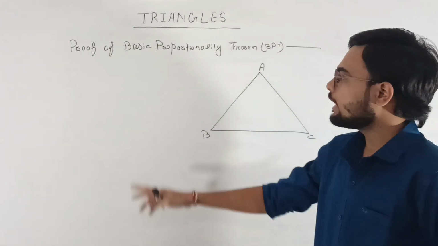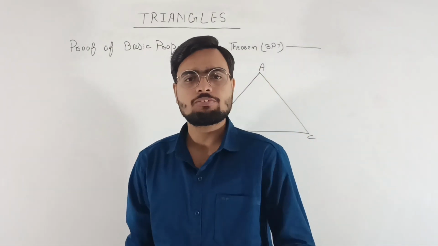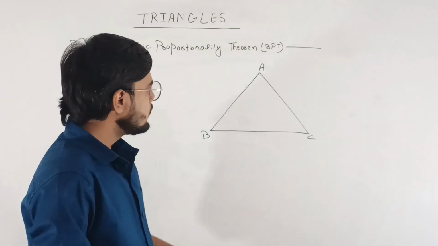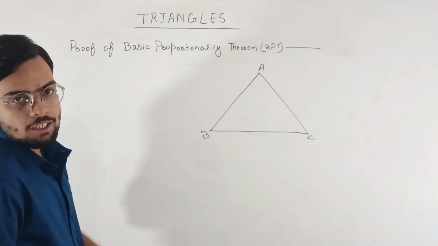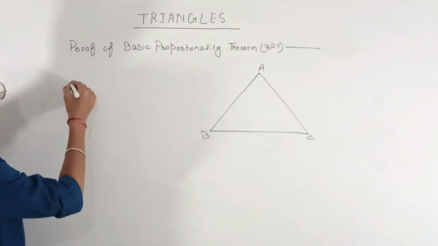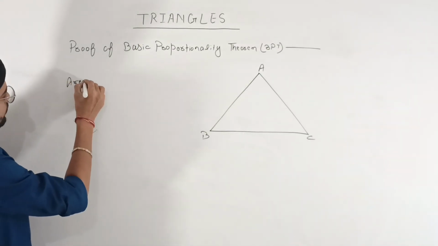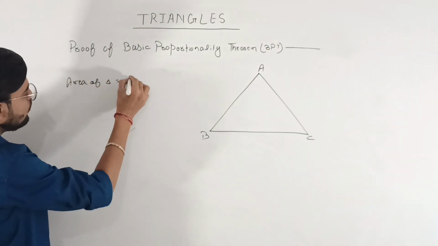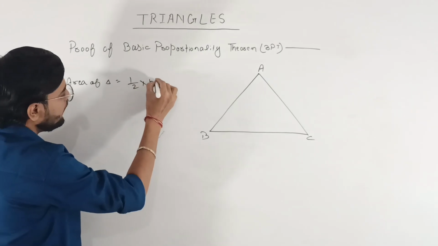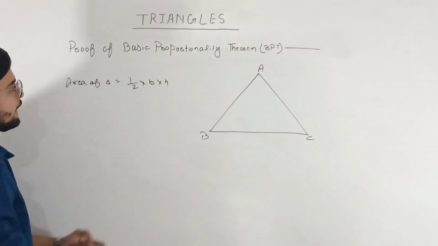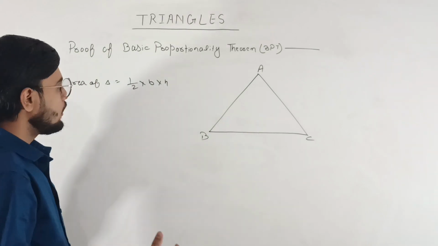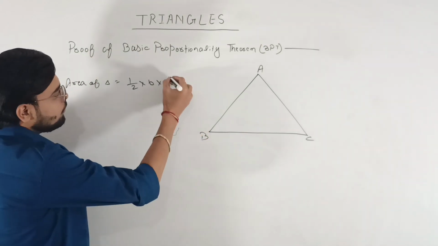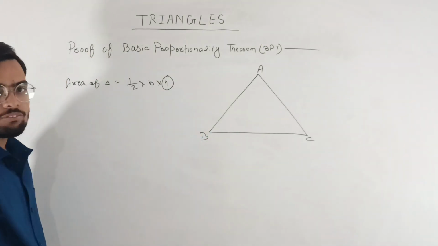But before seeing the proof of BPT, first we see how we find the area of a triangle. Look, this is my triangle ABC. Now I have to find the area of this triangle. Then what do I do? We have a formula: area of triangle is equal to half into base into height. I apply this formula in this triangle and I get the area. Now, but the question is from where do I take height?